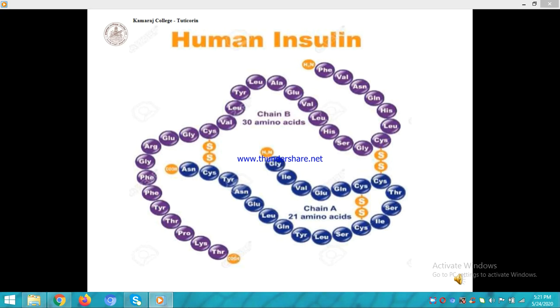So the amino group in phenylalanine and the carboxyl group contains threonine in chain B.